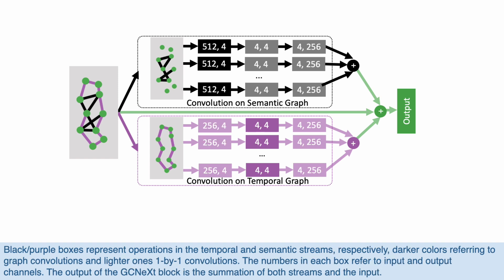In this figure, black and purple boxes represent operations in the temporal and semantic streams respectively, darker colors referring to graph convolutions, and lighter ones one-by-one convolutions. The numbers in each box refer to input and output channels. The output of the GCNeXt block is the summation of both streams and the input.